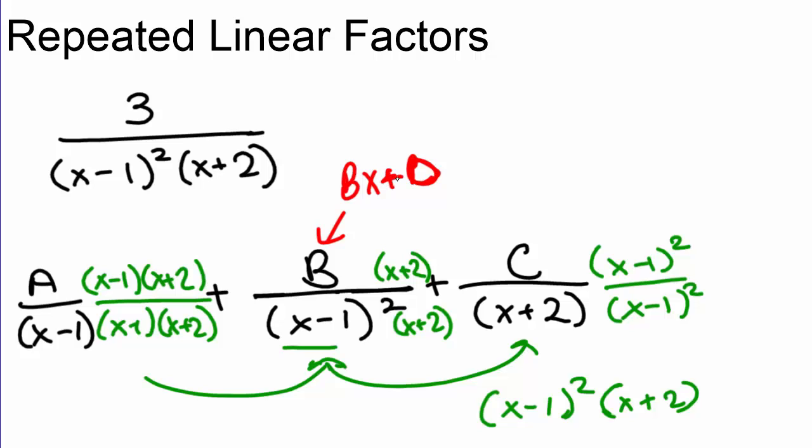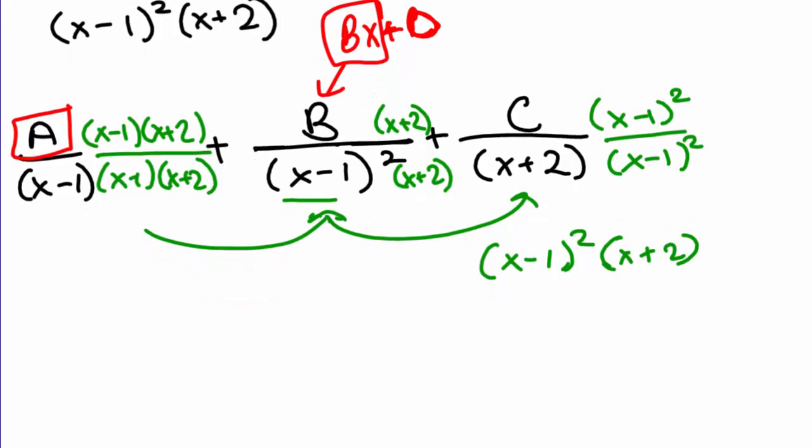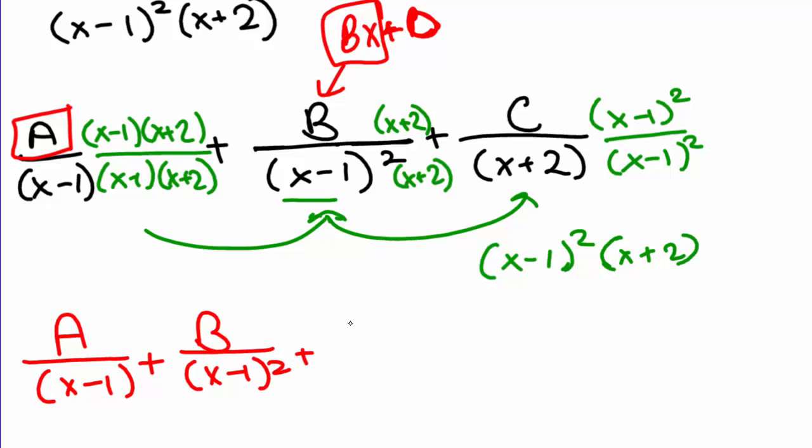Well, if it were linear, it turns out that you could actually simplify it down and rewrite it so that this part of the fraction was actually included over here in the x minus 1 term. So it turns out to be sufficient algebraically to write them in this form: a over x minus 1 plus b over x minus 1 squared plus c over x plus 2.